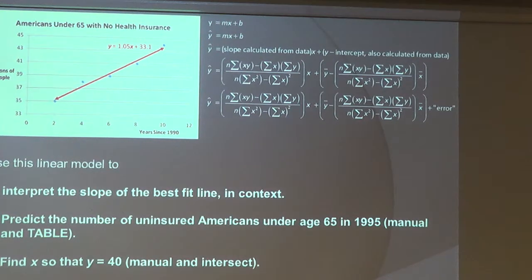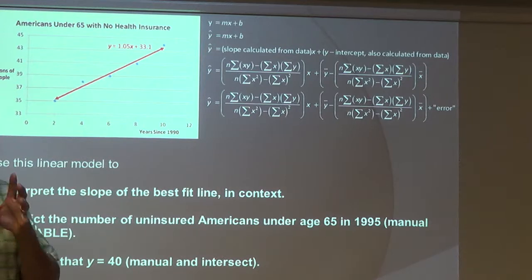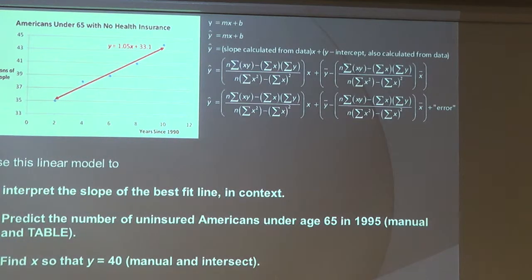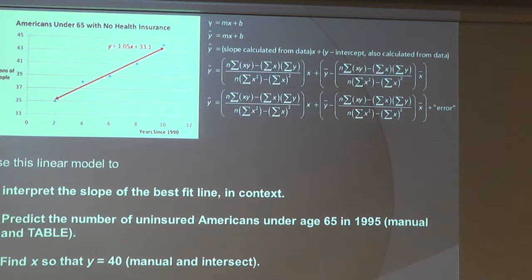You've got to remember, though, x and y have a meaning, and I'll often have you describe it to me. What is x and what is y? In this case, what is x? X is years since 1990. Nice. And what's y? Millions of uninsured. Excellent.